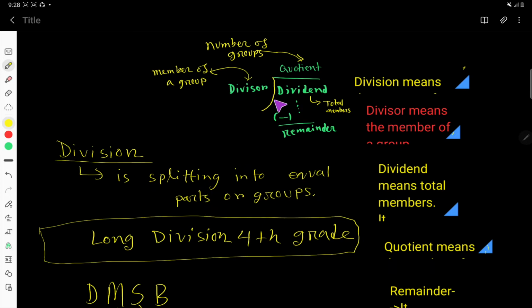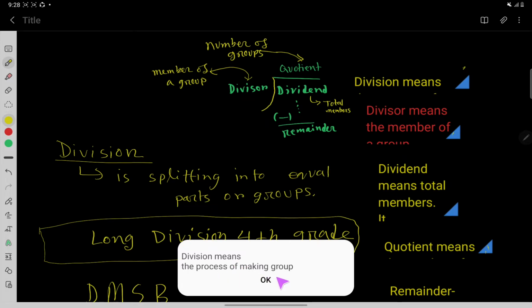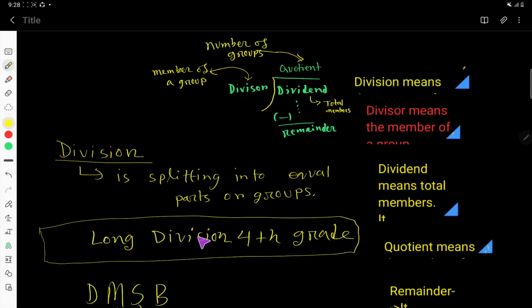Look, here is the presentation of a division. What is division? Division means the process of making groups. So here we write this type of drawing. Then here we have the dividend. Dividend means total numbers, and then we have the divisor. Divisor means members of a group. Then quotient. Quotient means number of groups.